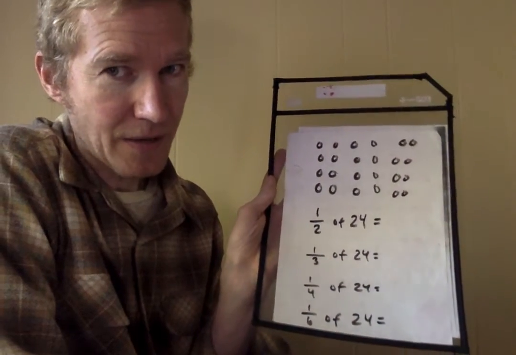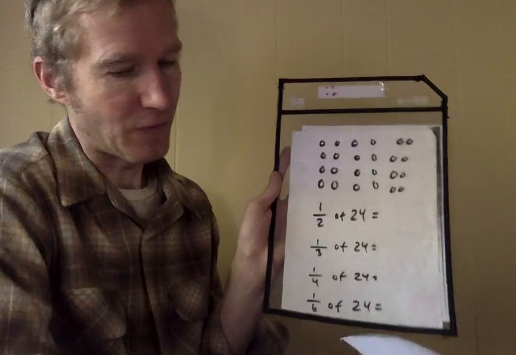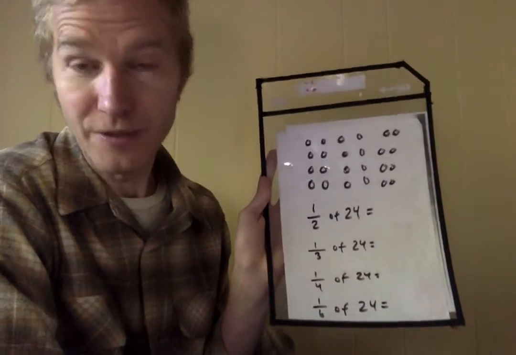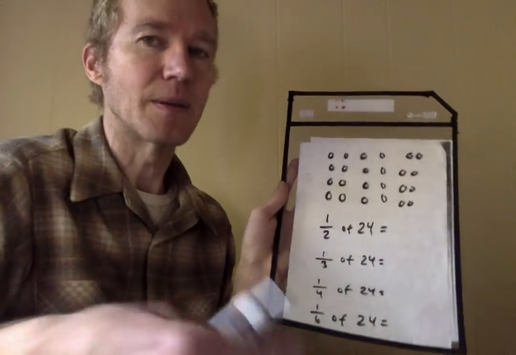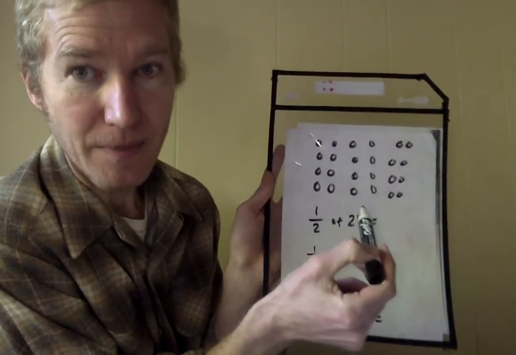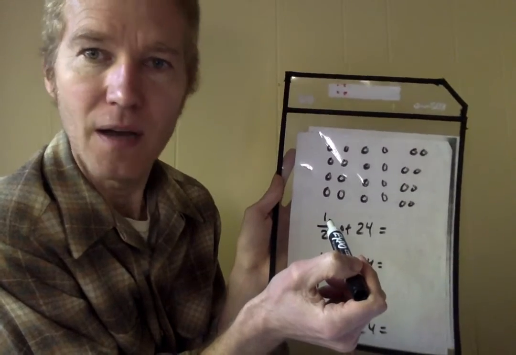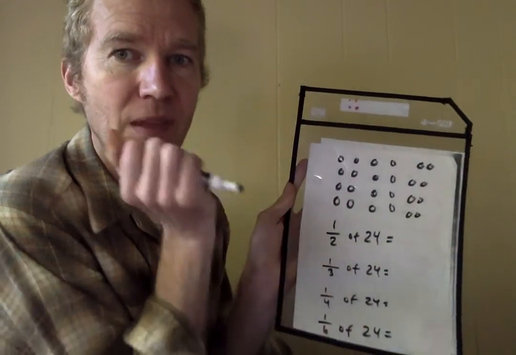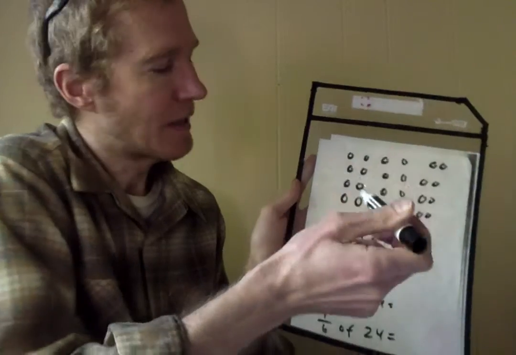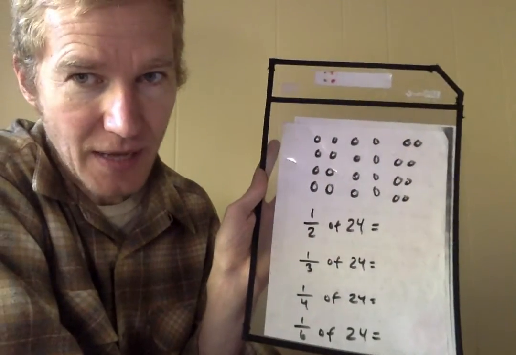You're going to have on your assignments a bunch of drawings. And instead of 24 dots, it might be turtles or balloons or other kinds of things. But it's going to be the same idea. You look at a picture of that number, and you're trying to think of what fraction of that number am I thinking about. So for instance, 1/2 of 24, this is 24 dots.